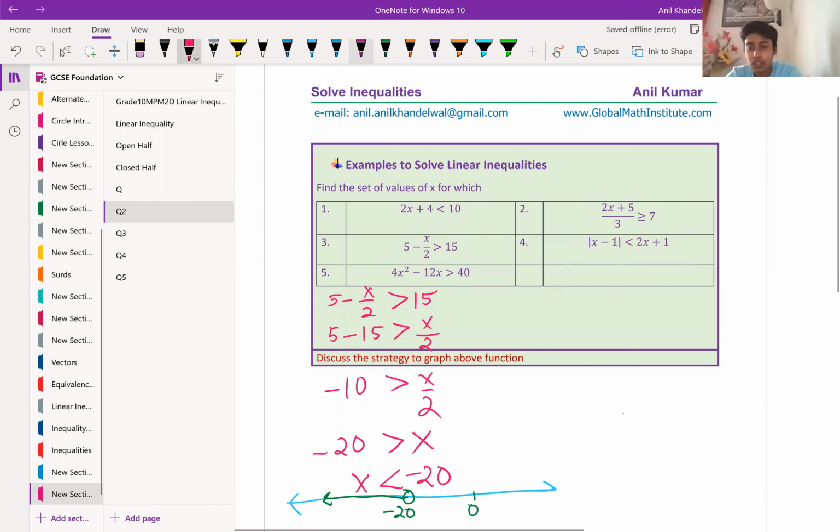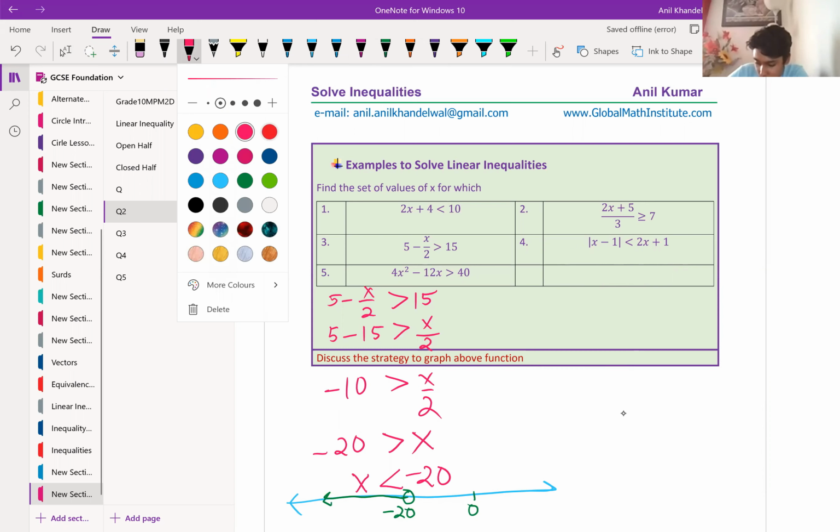Perfect. So, Rohan, your connection dropped. So we'll start from here once again.